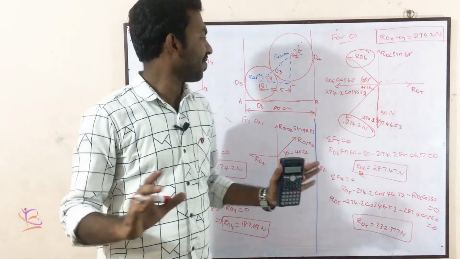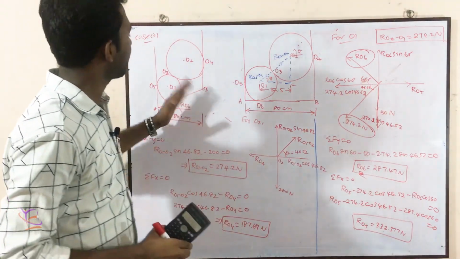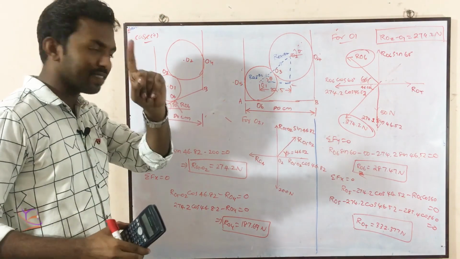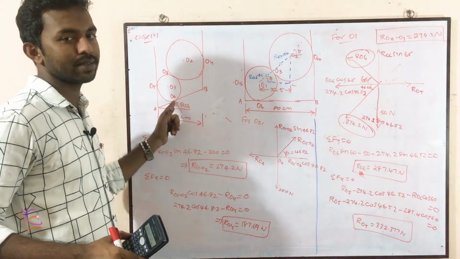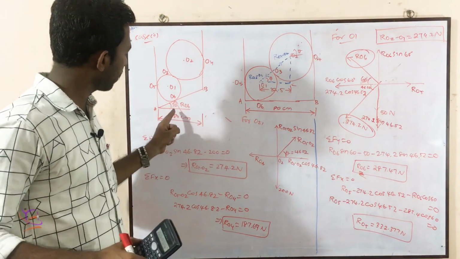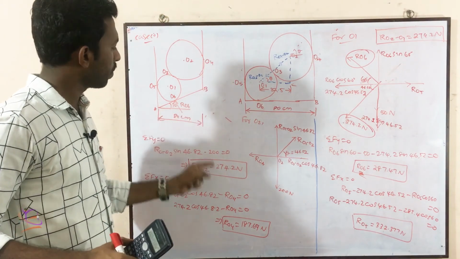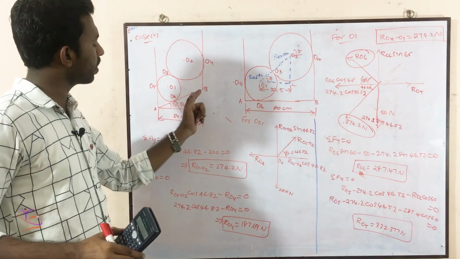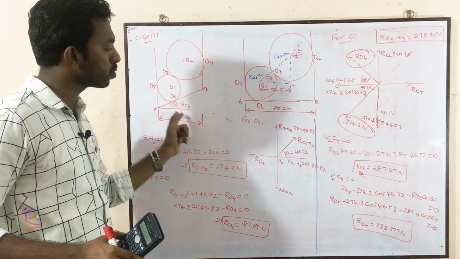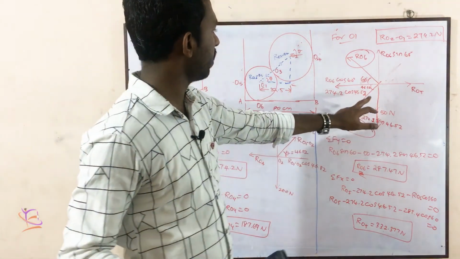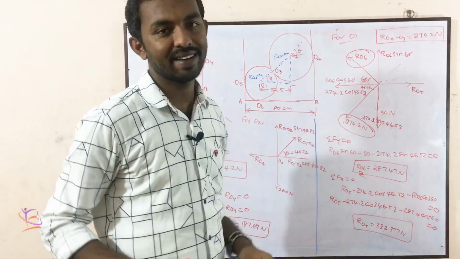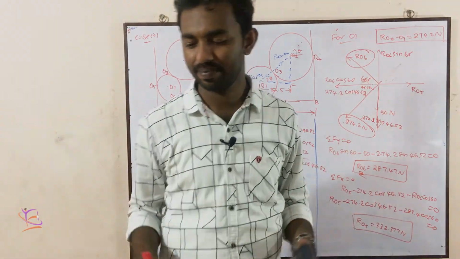So finally we have completed the 30-degree inclined case. The only change is the reaction force at the base O6. The base is 30 degrees inclined, so RO6 is 60 degrees inclined. Okay, thank you.